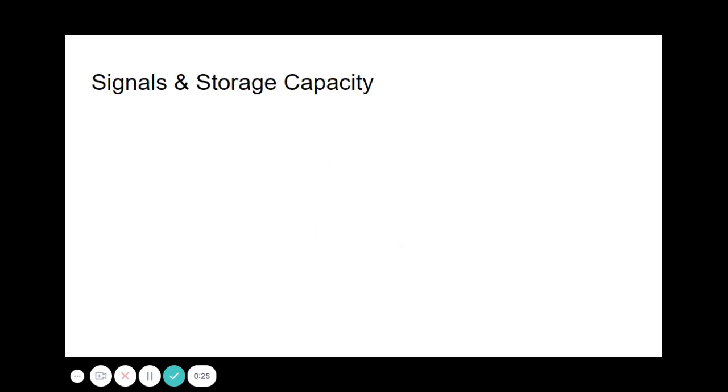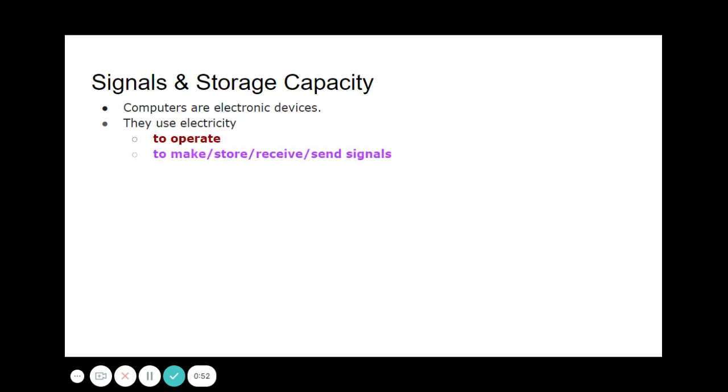All right, so we've got signals and storage capacity. We have to unite those two ideas in your brain, and hopefully this will help clarify that. We know that computers are electronic devices, and they use electricity to operate, meaning just to even work, turn on and do their thing, make their noises. So specifically, what are they going to do with that electricity? One of the key things they do is make signals, store signals, receive signals, and send signals.